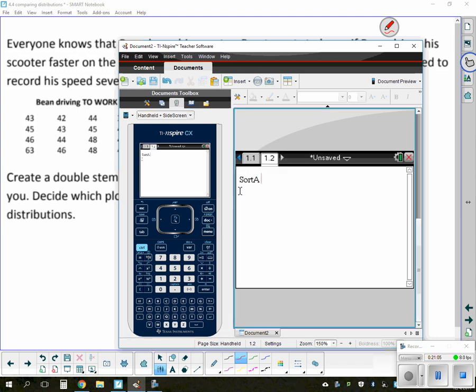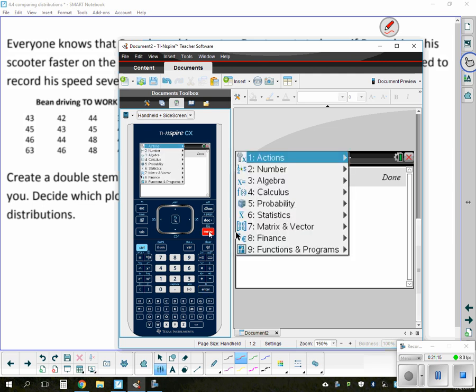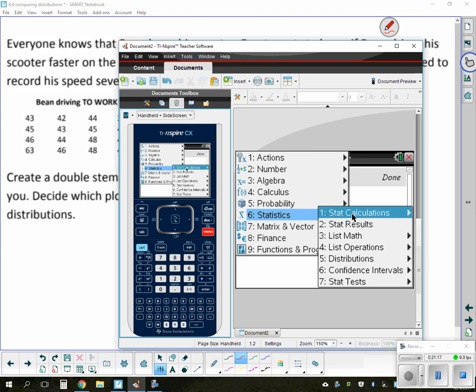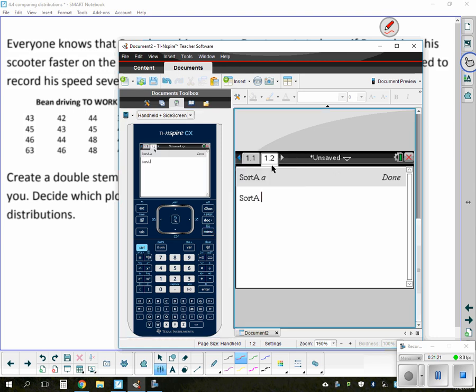Now, sort A just means sort ascending, and then I need to tell it what list I want to sort. Well, I want to sort list A. But I also want to sort list B. So then I press Menu, Statistics, List Operations, Sort Ascending, and now I want to sort list B.